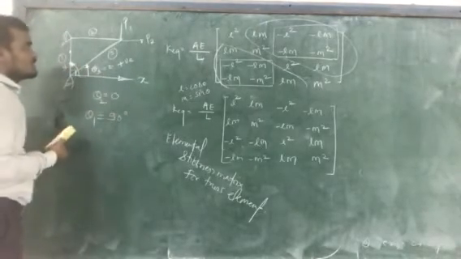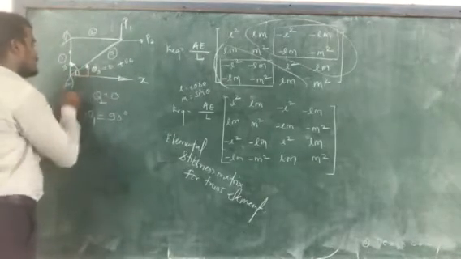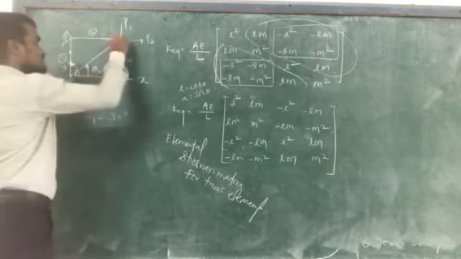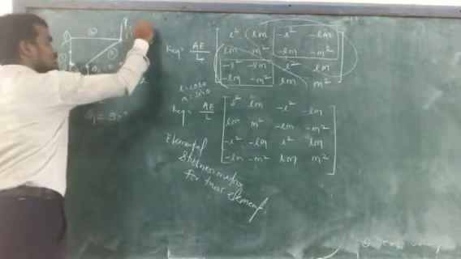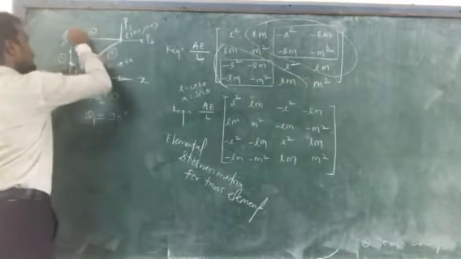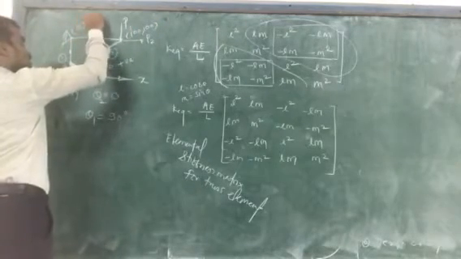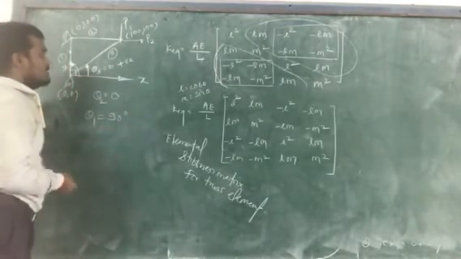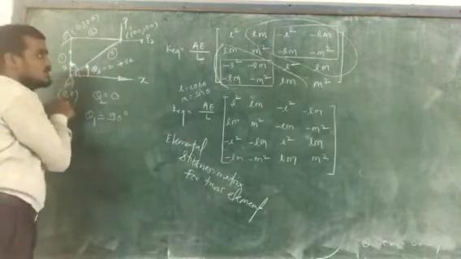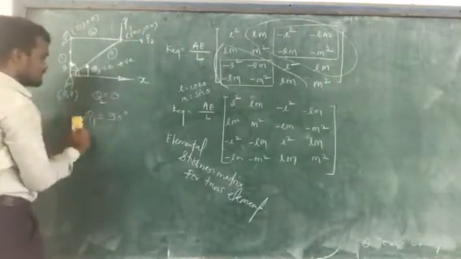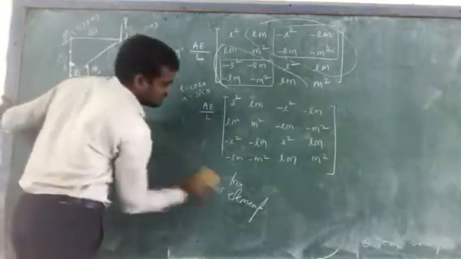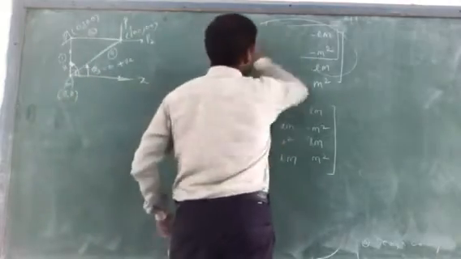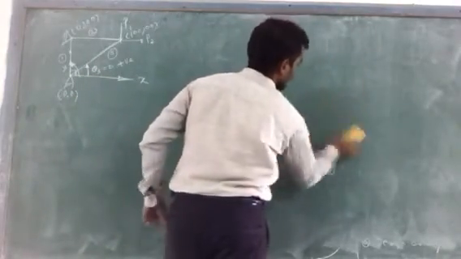So how to find out the values of theta? Here they have given only the coordinates. This is 0, 0. This is 100, 100, and this is 0, 100. So how to find out the value of theta by using these coordinates? This is the basic thing: by using the Pythagorean theorem you can find out the value of theta.